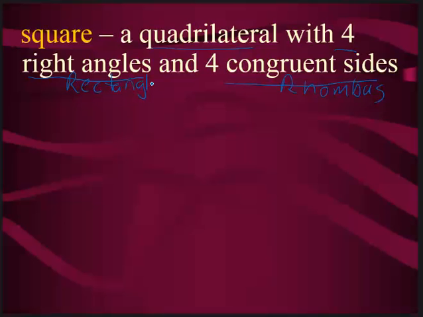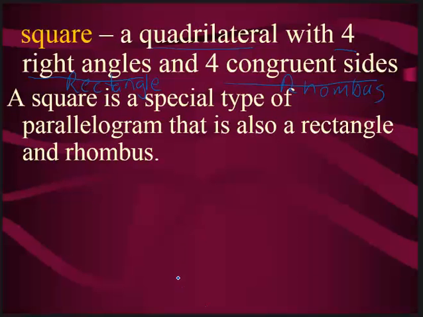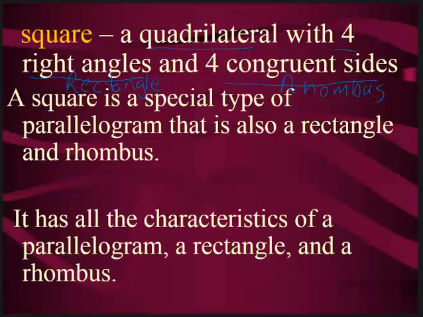It's like putting a rhombus and a rectangle together. It has the properties of both. So it is a rectangle and it is a rhombus. Because it has the properties of both, it is both. It is also a parallelogram. Okay, and it's also a quadrilateral. It has the properties of all of them.